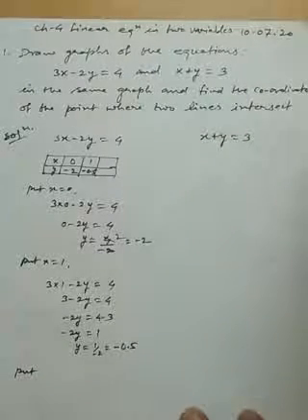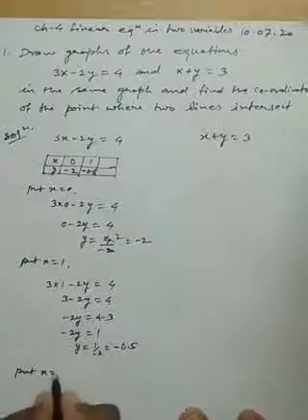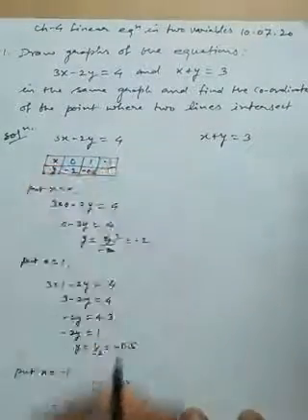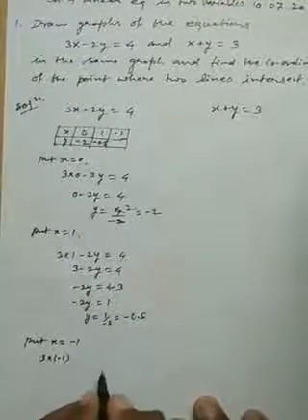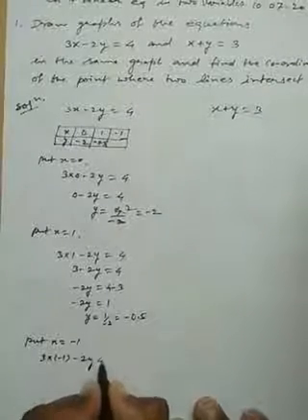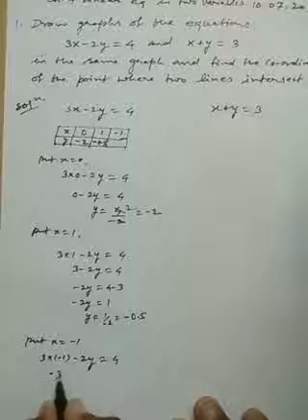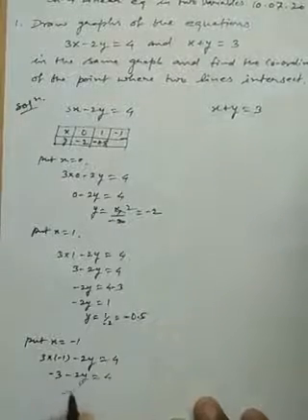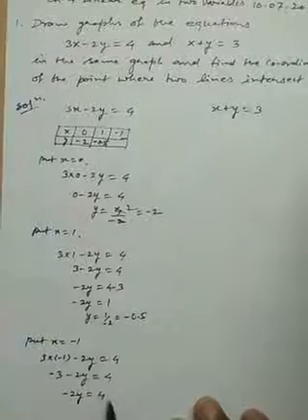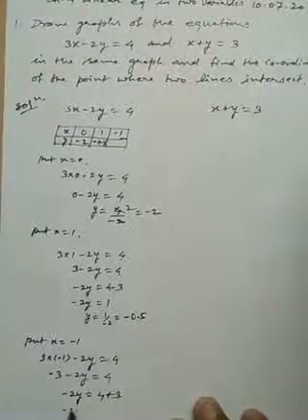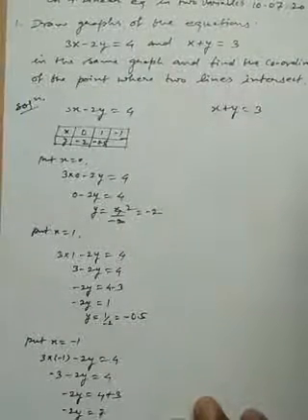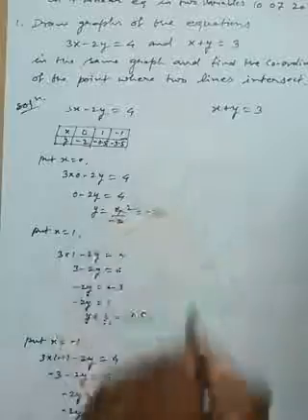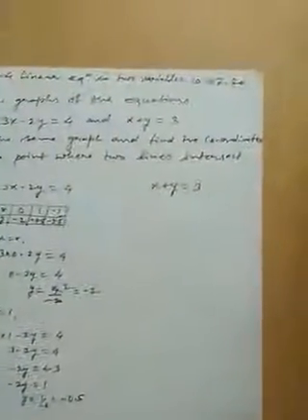Again put x equal to minus 1. Then 3 into minus 1 minus 2y equal to 4. 3 into minus 1 is minus 3, minus 2y equal to 4. And minus 2y equal to 4 transpose minus 3, 4 plus 3. And minus 2y equal to 7. And y equal to 7 upon minus 2, that is minus 3.5. These are the three solutions for the first equation.